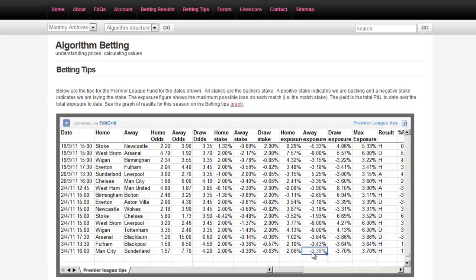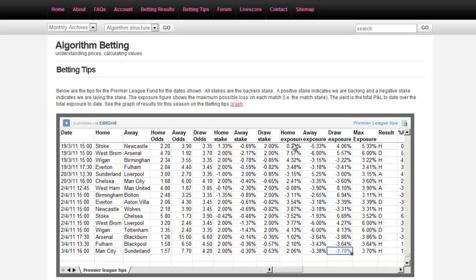Now, the exposures show the result that you would receive having placed those three bets for each selection. The home exposure is the result that you would get should the home selection be the result. For example here, Man City. So should Man City win, you would receive a £2.06 return for every £100 in your betting fund. If Sunderland were to win, you would lose £3.38, and if it was the draw, you'd lose £3.70.